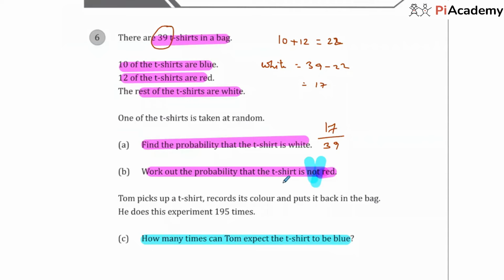So 17 are white and 10 are blue. So 27 are not red. So 39 minus 12, 27 are not red. So that would be 9 out of 13, since it's simplified. 27 out of 39, right? Yeah. Okay. So you simplified it: 9 threes is 27. Three 9s are 27 and three 13s are 39. Okay. Good.